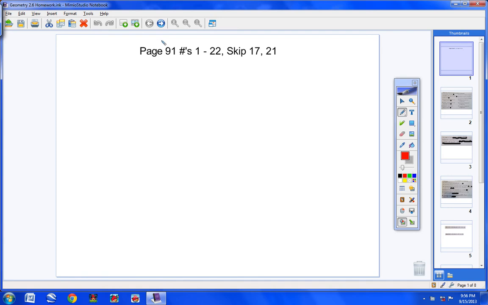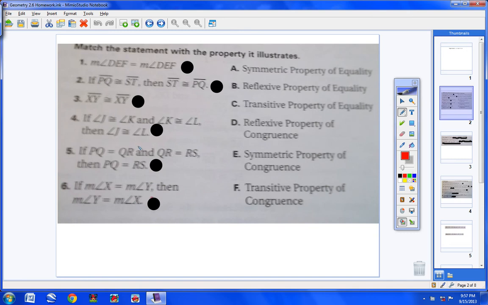Please get out your homework, pencils, and calculators, and turn to page 91 in your book, and let's get started. Numbers 1 through 6 are matching, and we're reviewing what I taught you the other day, which would be, let me turn back a page here, the properties of equality and congruence: the reflexive property, symmetric property, and transitive property. And we're also reviewing the addition, subtraction, multiplication, division, and substitution property, okay? And so that's what we're doing with these matching problems, okay?